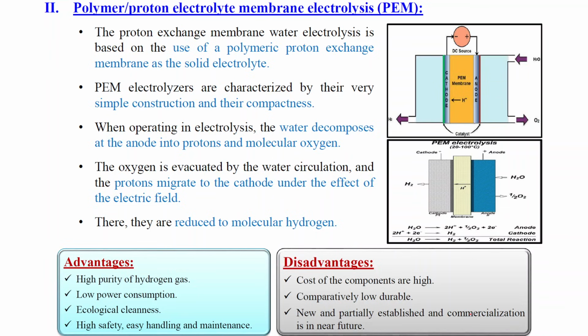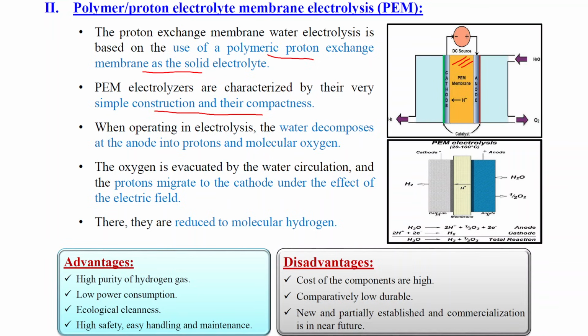Now coming on to proton exchange membrane electrolysis, basically PEM. The proton exchange membrane water electrolysis is based on the use of a polymeric proton exchange membrane as a solid electrolyte. So this yellow part is a solid electrolyte, basically a polymer-based membrane. PEM electrolyzers are characterized by very simple construction and their compactness.